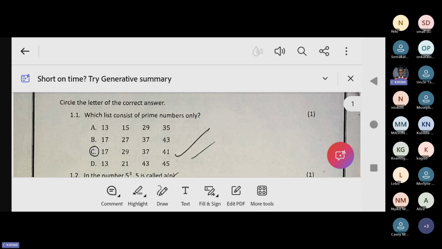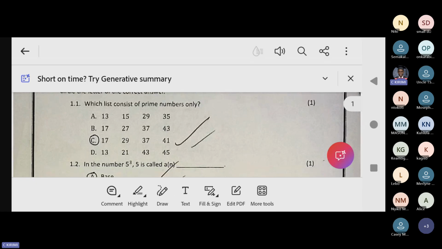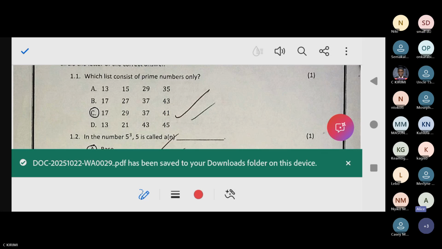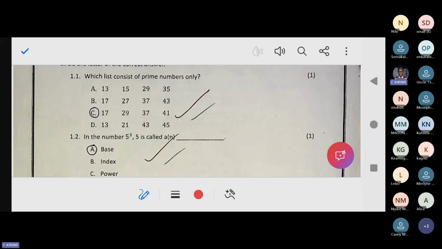We said prime numbers are numbers that have only two factors, which are 1 and itself. So 35 is not a prime number. 27 is not a prime number, so it's out. 45 is not a prime number, it's out. So obviously, C was the only answer.